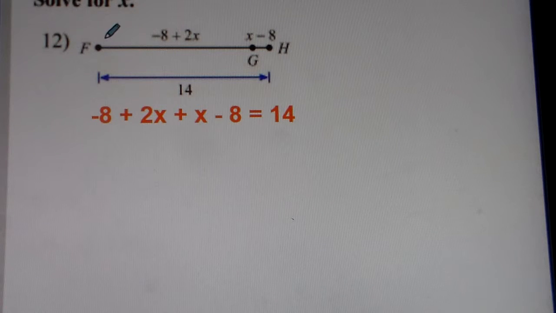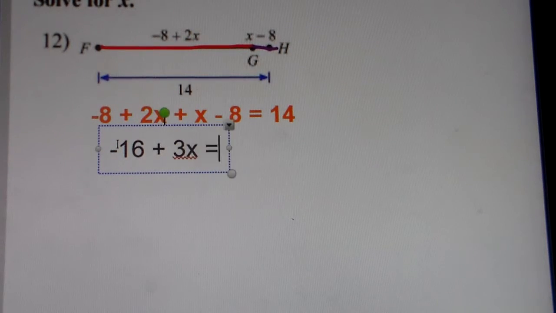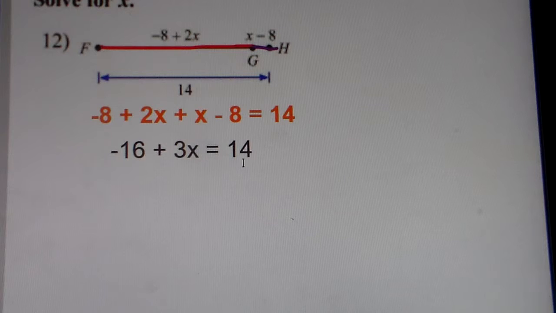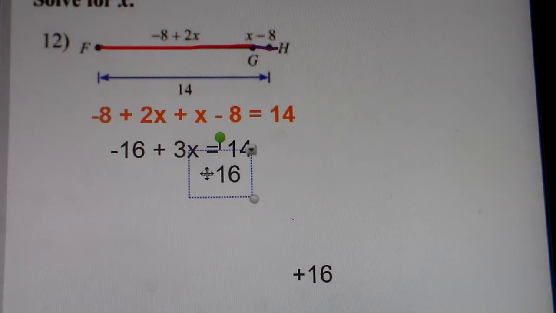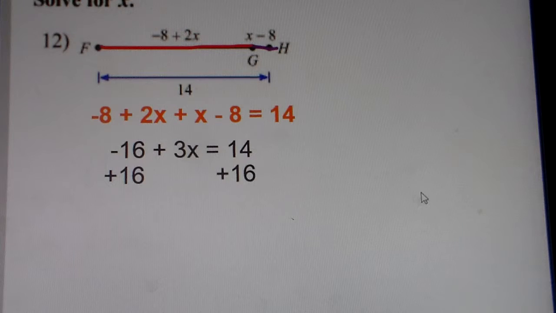This FG part, that red part, plus the GH, that purple part, those two parts put together equal the big guy, equals 14. So we put those two algebraic expressions together and set it equal to 14. Negative 8 minus 8 gets you negative 16. 2x plus 1x gets you 3x. So we just combine like terms on the left-hand side. Then we add 16 to both sides of that equal sign. So we add 16 there, we add 16 here.